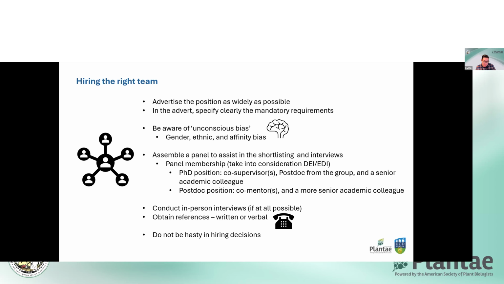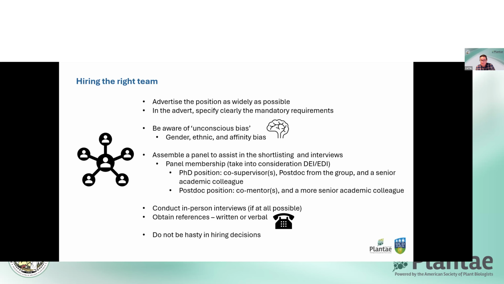Of course, when you take into account the composition of the panel for the interviews, you also have to consider EDI, or over in the States it's DEI. I know that's not quite a popular term at the moment, but it's really important to take into account equality, be diverse, be inclusive. So for a PhD position, what I typically would do is, as a supervisor, I would be on the panel. I would invite co-supervisors if there are co-supervisors on the project, a postdoc from the group if available, and a senior academic colleague to be part of the shortlisting and interview panel.